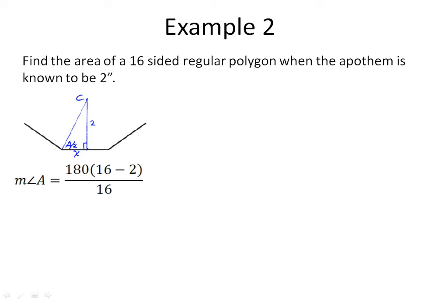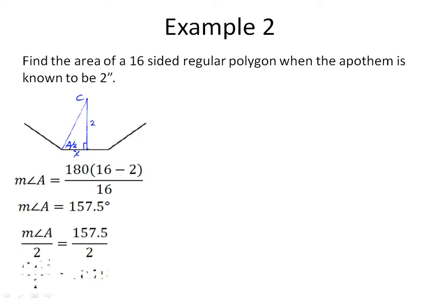So the measure of angle A is equal to 180 times 16 minus 2 divided by 16. So that gives us 157.5 degrees. So half of that is going to be 78.75 degrees. Okay, so we can use the 78.75 and the length of the apothem to find out what x is, so that will give us half of one side.